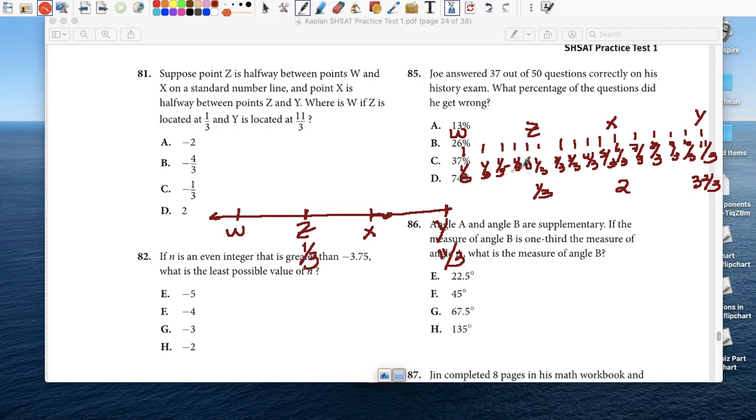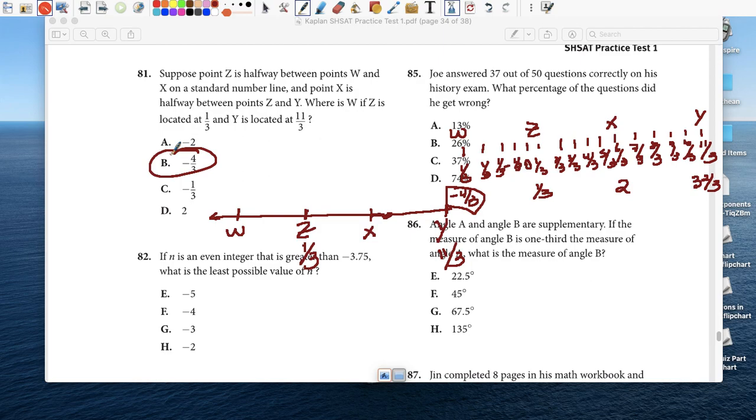So it's going to be 1, 2, 3, negative 4/3. The simplest way is to just add the 1/3: 1/3, 2/3, 3/3, 4/3. There you go. Negative 4/3. So, I think the visual helps.